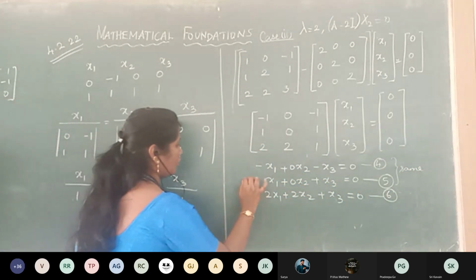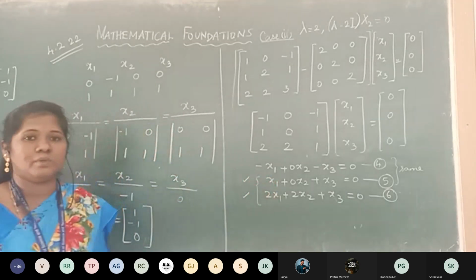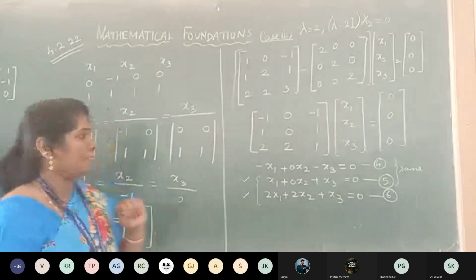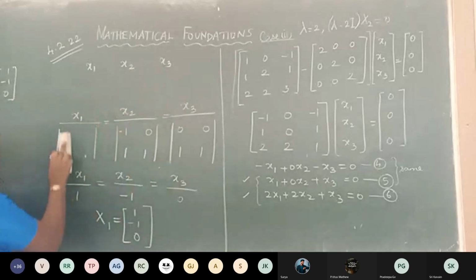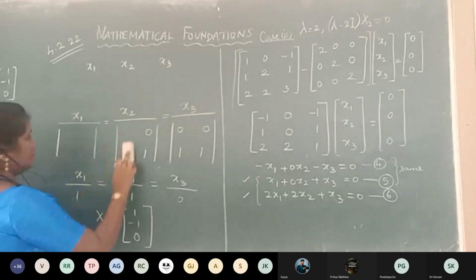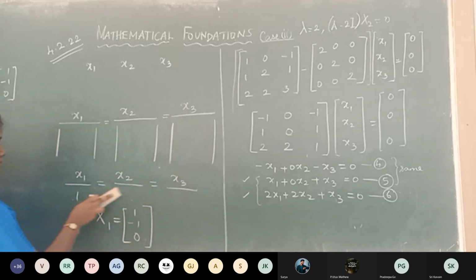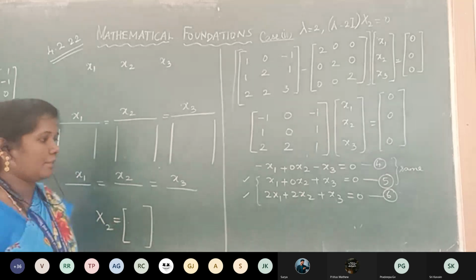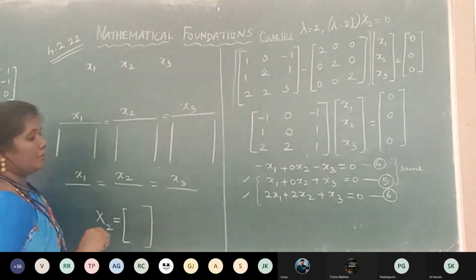So we will be taking your fifth equation and your sixth equation. Find out your x1, x2 and x3. So how do you find out your x1, x2, x3? Tell me the values. What will you be writing below your 0, x1?